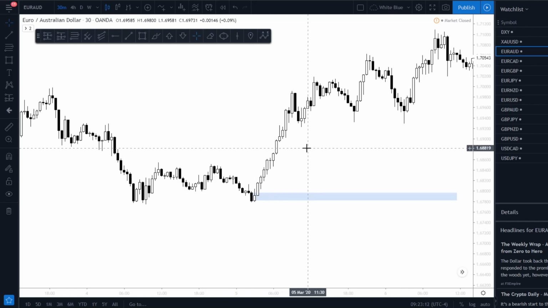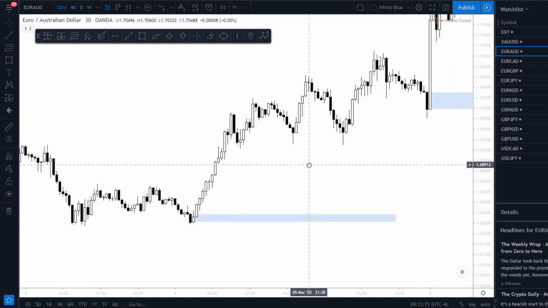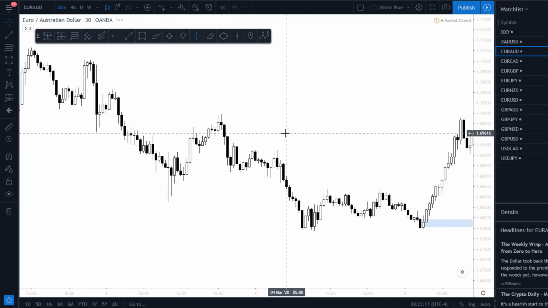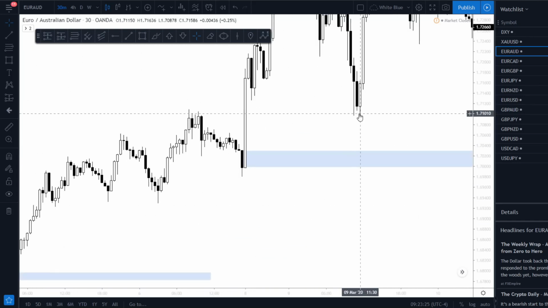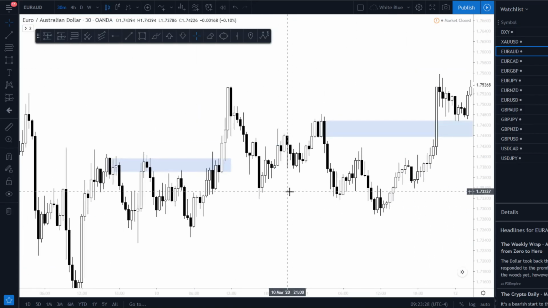But again, that's kind of up to you and what you trade. But for this strategy, you've got to line it up with other things, because you don't want to just be trading off order blocks. So you get the general idea of what we're looking for.